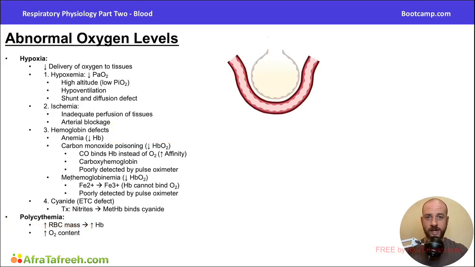Today in pulmonology, we're going to be going over abnormal oxygen levels. So, the first category of pathologies that we're going to be going over today is something called hypoxia. And what's happening in hypoxia is that we're getting a decreased delivery of oxygen to the tissues. And so the first cause of hypoxia that we're going to be talking about today is hypoxemia.